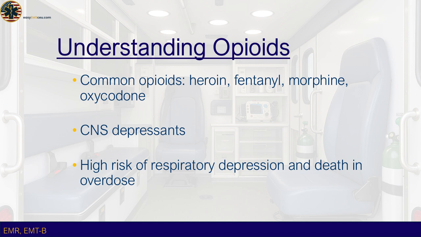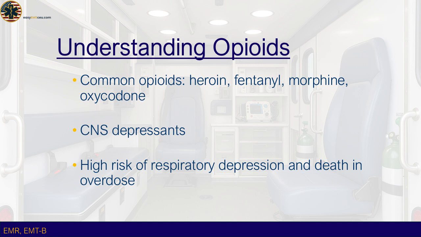Let's take a closer look at the substances most commonly involved in opioid overdoses. Common opioids include heroin, fentanyl, morphine, and oxycodone. Heroin is an illicit opioid with no accepted medical use, but fentanyl, morphine, and oxycodone are prescribed medications frequently used for pain management. Unfortunately, even prescription opioids carry a high potential for misuse and dependence.